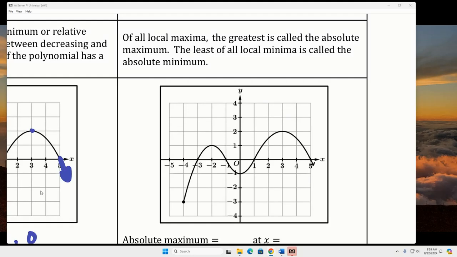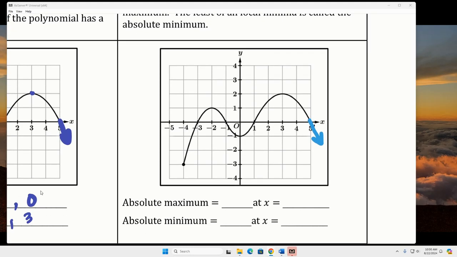All right, so this one, again, this is the same graph. There's an arrow. So the question is asked a little different. It's asking what is the absolute maximum value? So what do you guys think about this one? 2. That's the y. That's the highest it reaches. And then where does that occur? What x? Good job.